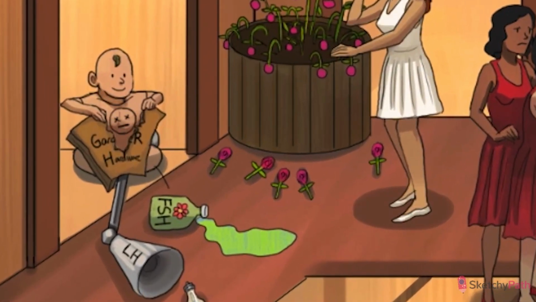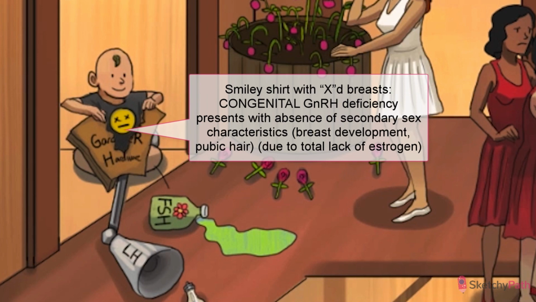Girls with GnRH deficiency have no estrogen, and as a result, do not develop secondary sex characteristics, such as enlarged breasts or pubic hair, in addition to amenorrhea at puberty. Our recurring Sketchy symbol for the absence of secondary sex characteristics is our totally grunge X-eyes smiley face shirt. An X over each underdeveloped breast.